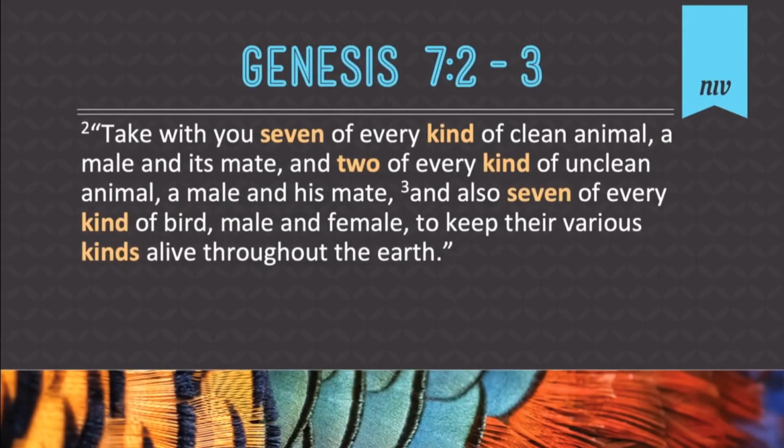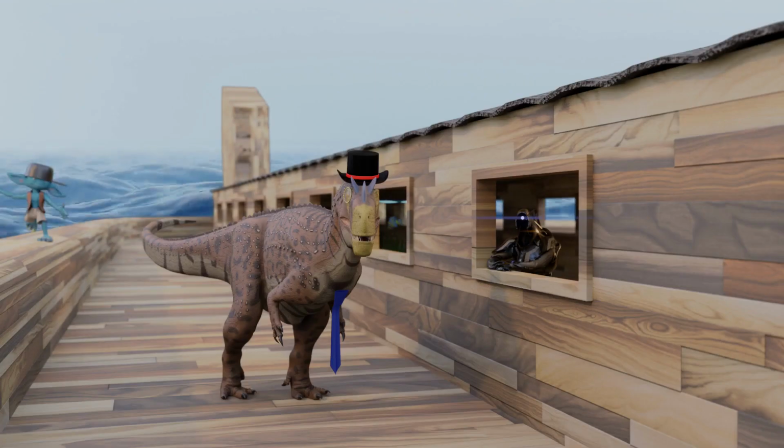Next, Genesis 7:2 through 3. God says, "Take with you 7 of every kind of clean animal, a male and its mate, and 2 of every kind of unclean animal, a male and its mate, and also 7 of every kind of bird, male and female, to keep their various kinds alive throughout the earth." God mentions kinds 7 times in his instructions to Noah. So again, this is a very important term. I'm perfectly willing to grant its importance to the narrative of Genesis, but that doesn't really help us know what a kind is.